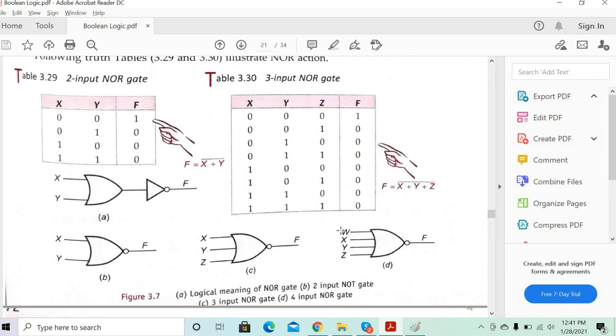You getting clarity? Yes, sir. Excellent, Vijay.